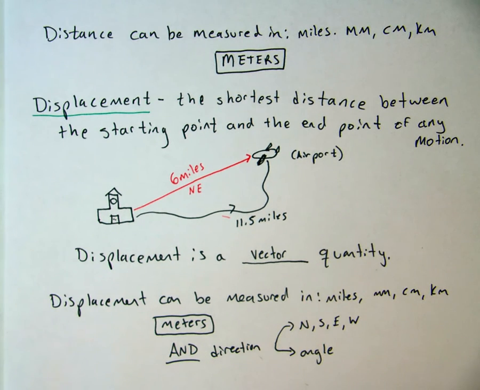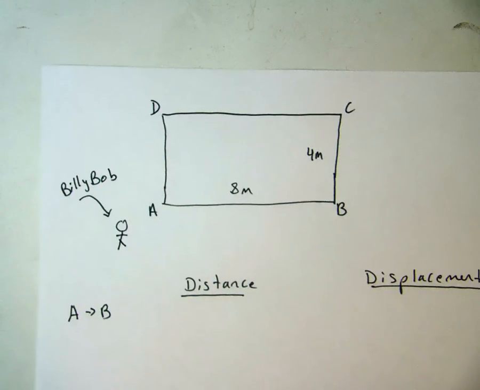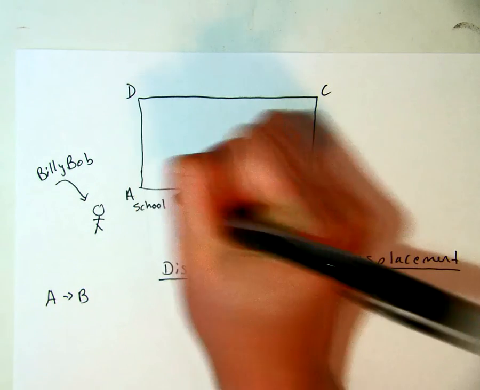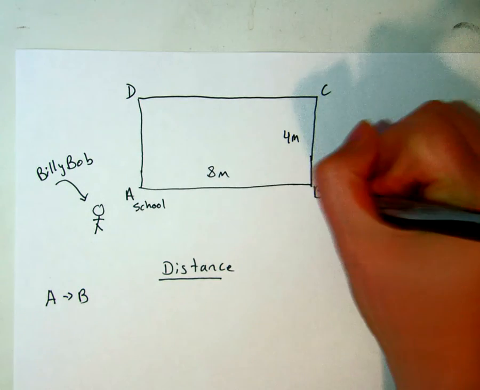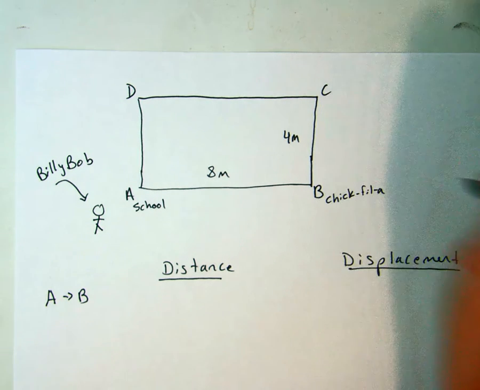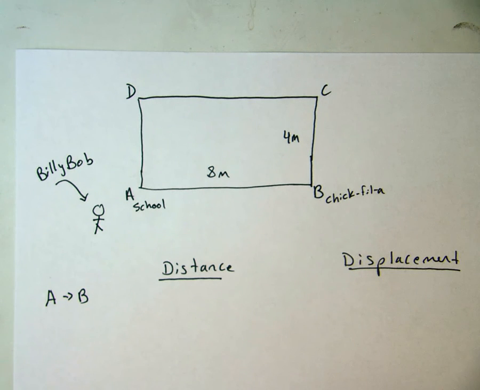So let's look at an example to see how these two can play out. So I'm going to tell you about the adventures of Billy Bob. So as you can see, this is Billy Bob. He's a great stick figure, I know. So Billy Bob is going to travel from point A to point B. So we could say school to, let's do Chick-fil-A. It's going to travel from school to Chick-fil-A. Now, I know we just said that Chick-fil-A was half a mile from school, so this is kind of silly. We're going 8 meters. That is not a good measurement, but we'll just go with it.